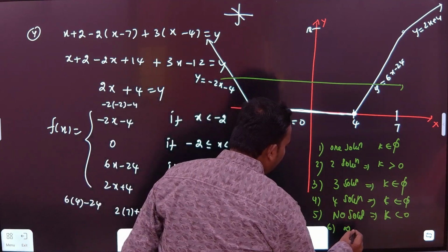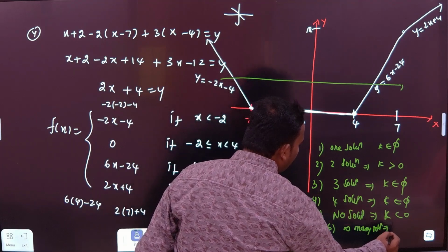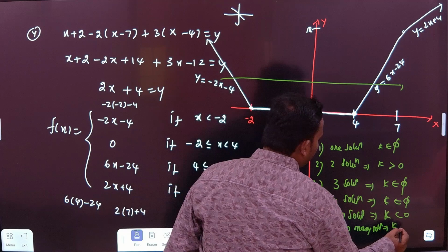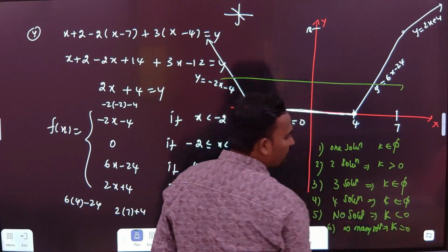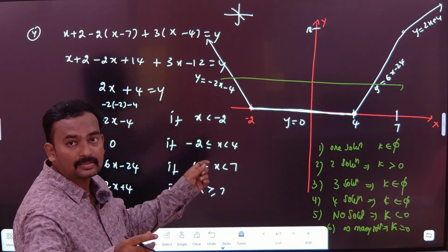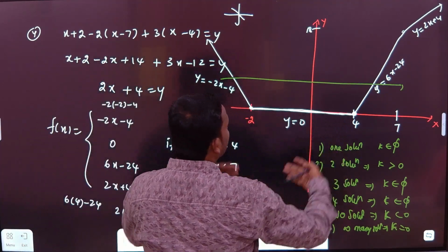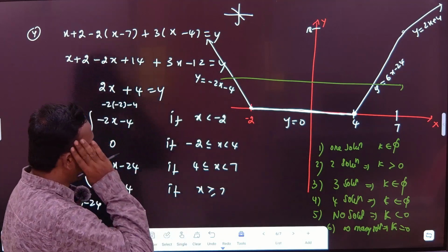So infinitely many solutions, which interval? k is equal to 0. k is equal to 0 means what? y is equal to 0. y is equal to 0 means that is the x-axis from -2 to 4, right? You can see there are many solutions there. k is equal to 0, right?